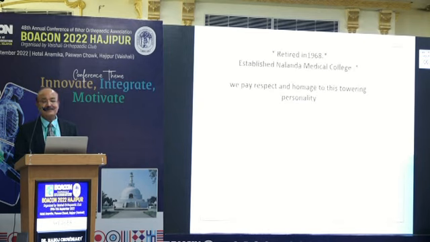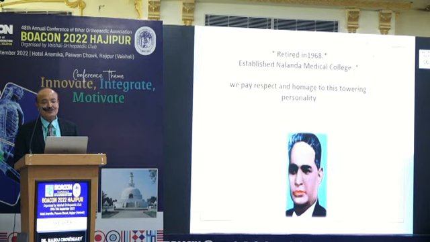He retired in 1968. He established Nalanda Medical College in Patna. We pay respect and homage to this towering personality.